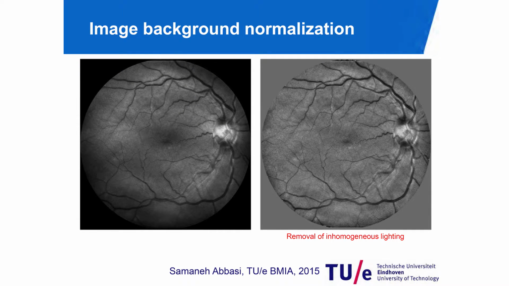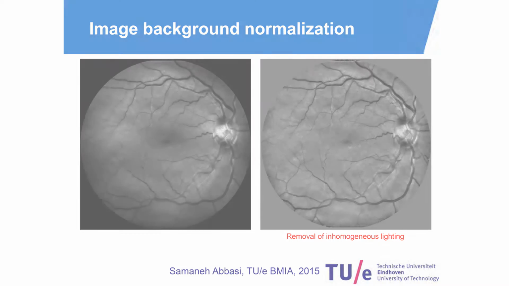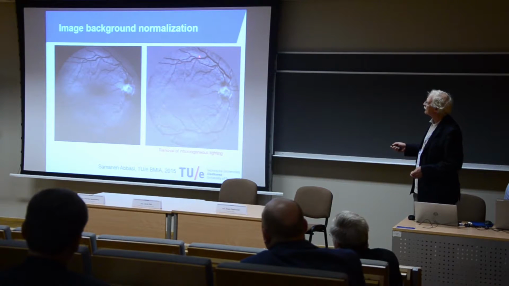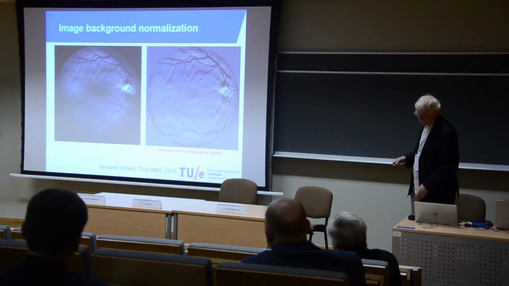Okay, a little bit about the pipeline. Images are often not homogeneous. It could be due to the camera, due to the illumination. So you first ask the computer to make it fully homogeneous. This is much easier for inputs to the next stages.